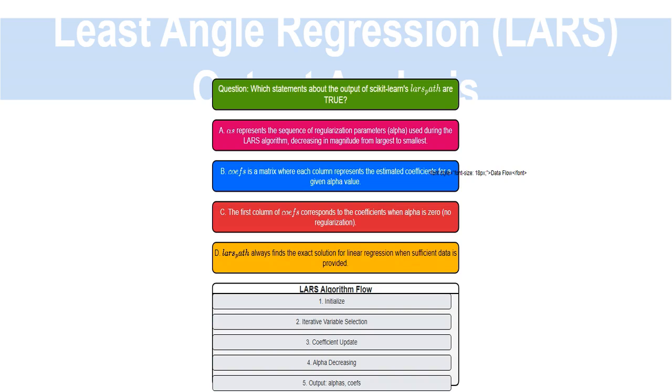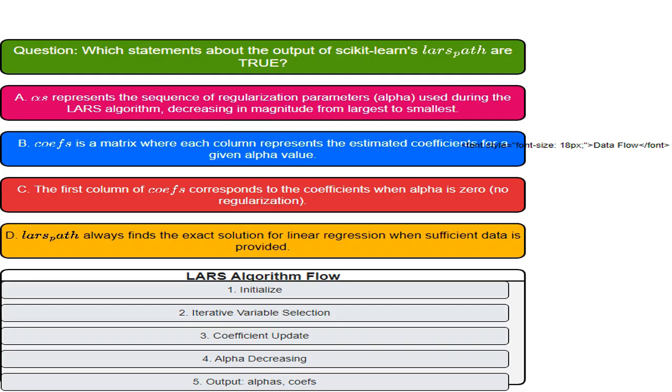The core question is, what are the facts about the outputs, alphas and cofs, produced by the scikit-learn's _Lars_path function when applying least angle regression? The question focuses on interpreting the alphas and cofs returned by the least angle regression, Lars, algorithm in scikit-learn. We'll consider which statements correctly describe these outputs.